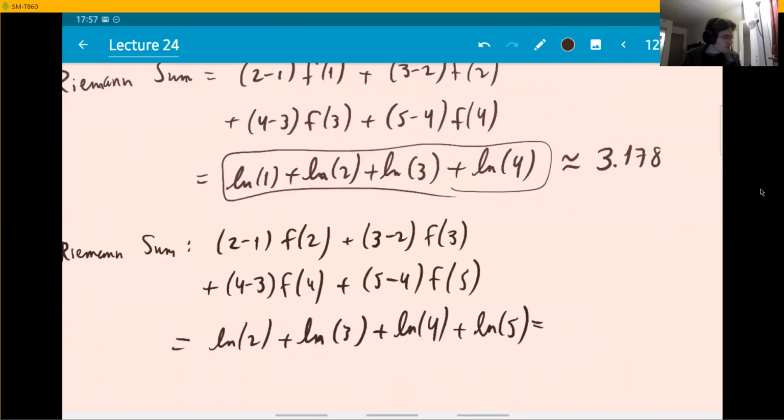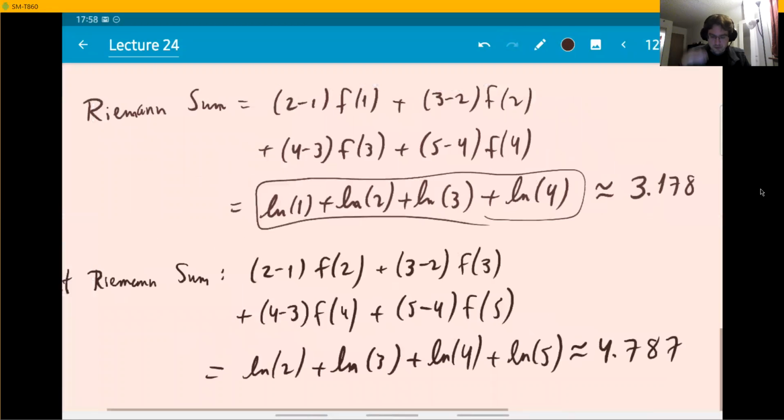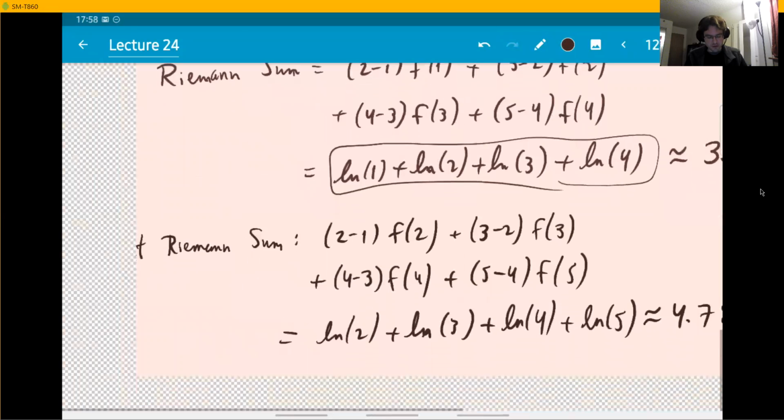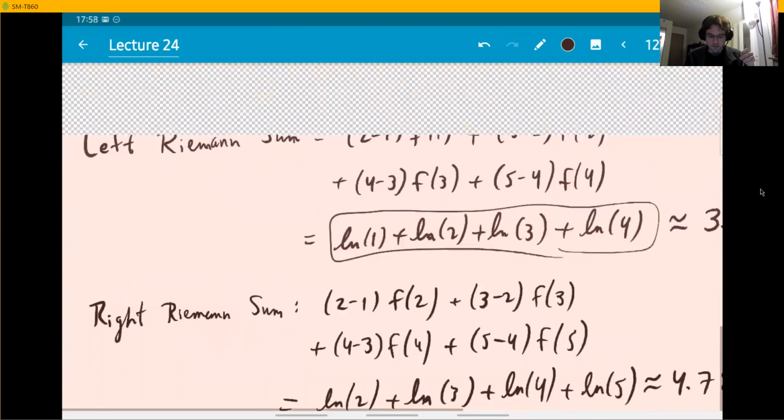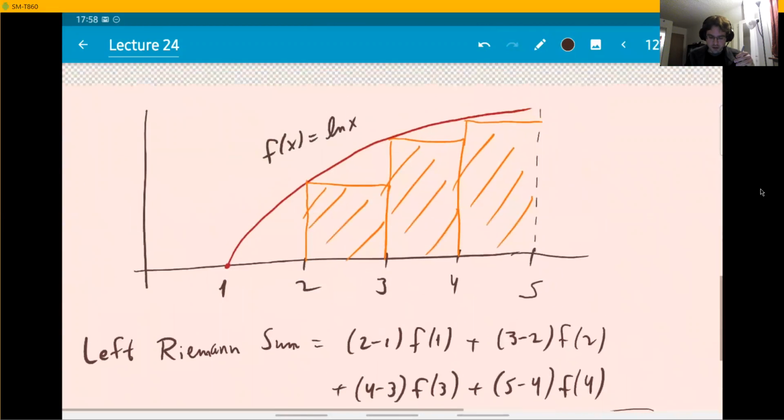Which is approximately 4.78787. A little bit larger, as we expected, because the function is increasing. In general, there is no relationship between left, right, which one is smaller or larger. Not in general, because that's going to depend on the shape of the function. But this function is increasing.